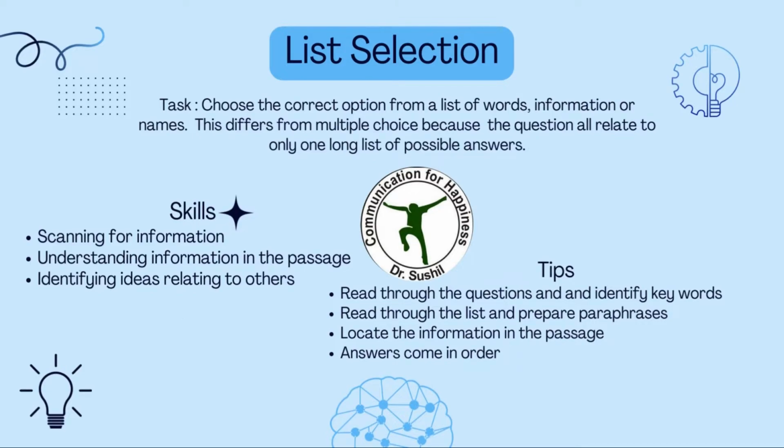Furthermore, another kind of questions are list selection. These questions could arise like you have to choose the correct option from a list of words, information or names. This differs from multiple choice questions because the questions are related to only one long list of possible answers. The skills that are required are scanning for information, understanding information in the passage, identifying ideas relating to others. So the tips that could be used are: read through the questions and identify keywords, read through the list and prepare paraphrases, locate the information in the passage, answers come in order.